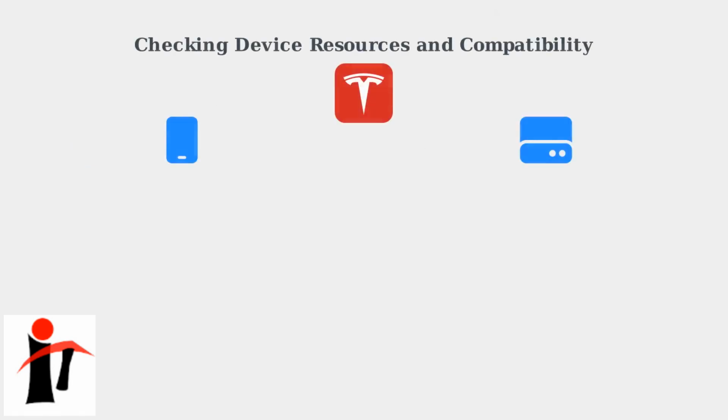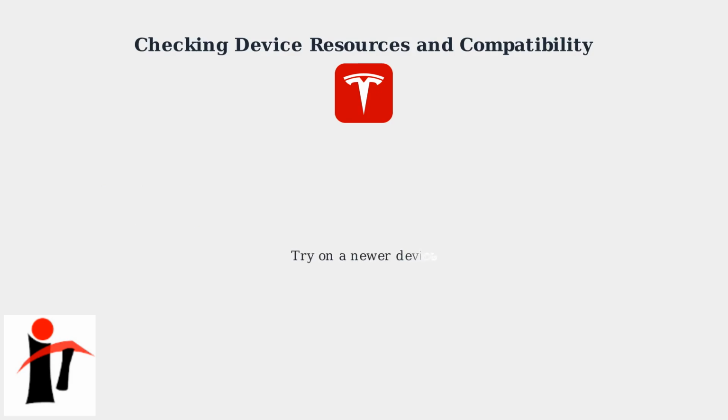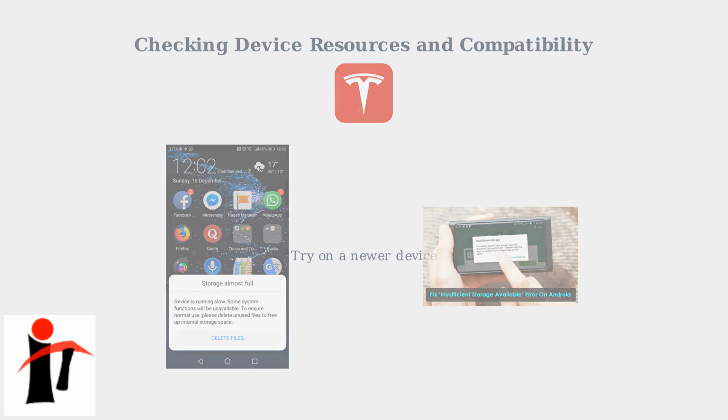The Tesla app can be resource-intensive, requiring adequate storage and memory on your device. Ensure your phone has at least 500 megabytes of free storage space to prevent crashes and freezing. Your device also needs sufficient RAM to handle the app's processing demands. Older devices may struggle, particularly Android phones with limited memory. If possible, test the app on a newer device to determine if compatibility is the issue. This can help isolate whether the problem is device-specific.